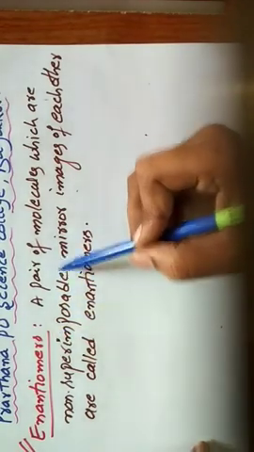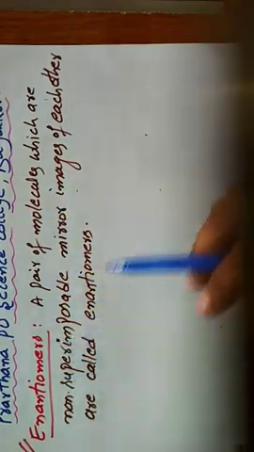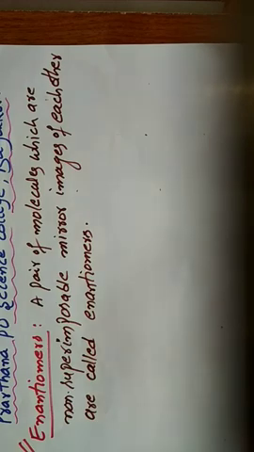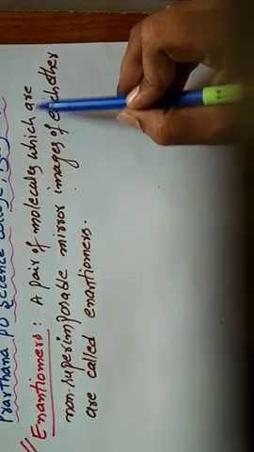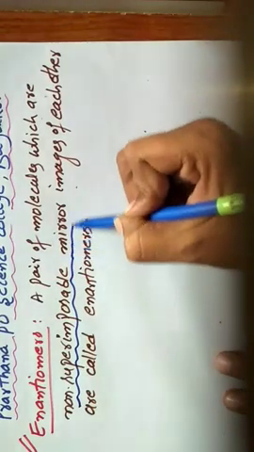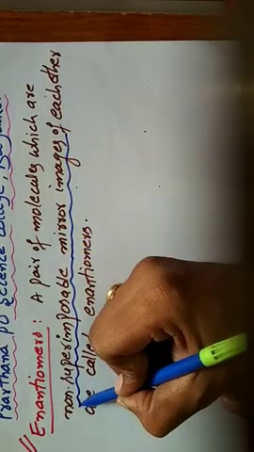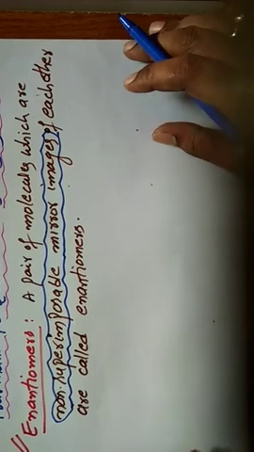Here, enantiomer means nothing but a pair of molecules. That means two molecules as a pair. What type of pair? Which are non-superimposable mirror images. This term is very, very important. Non-superimposable mirror images. The two molecules are mirror images, and those mirror images are also non-superimposable. That type of pair we call enantiomers. Okay, first we discuss an example.